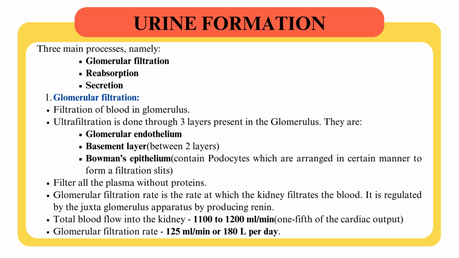Glomerular filtration rate is the rate at which the kidney filters the blood. It is regulated by the juxtaglomerular apparatus by producing renin. Total blood flow into the kidney is about 1100 to 1200 milliliters per minute, which is 1/5 of the cardiac output. Glomerular filtration rate is about 125 milliliters per minute or 180 L per day.